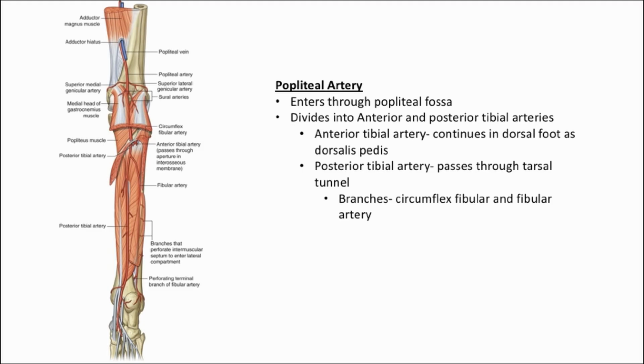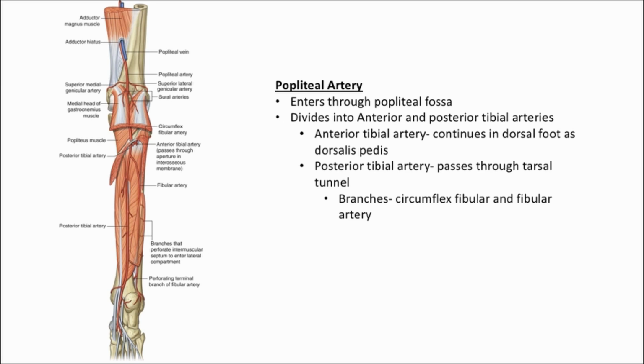And in the leg, the posterior tibial artery supplies adjacent muscles and bone and has two major branches. We have the circumflex fibular artery and the fibular artery. The circumflex fibular artery passes laterally through the soleus muscle and around the neck of the fibula, and that connects with the knee anastomotic network.